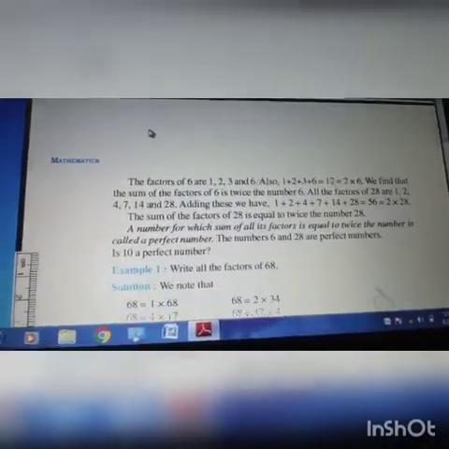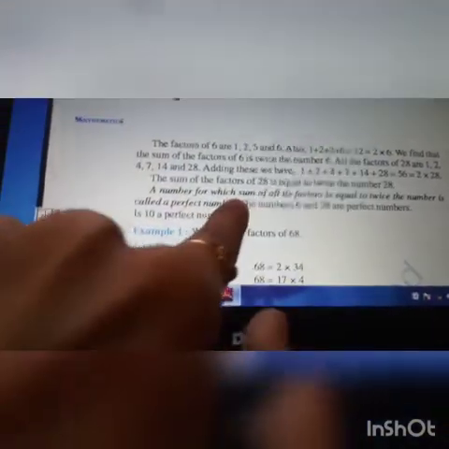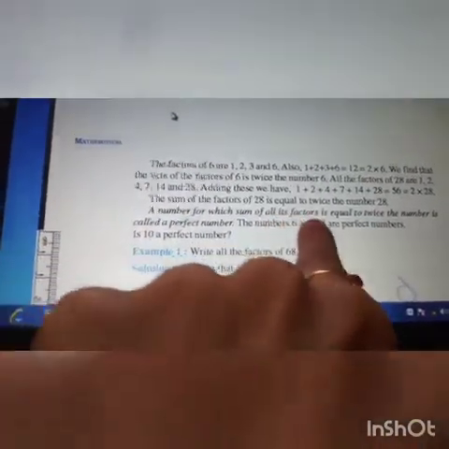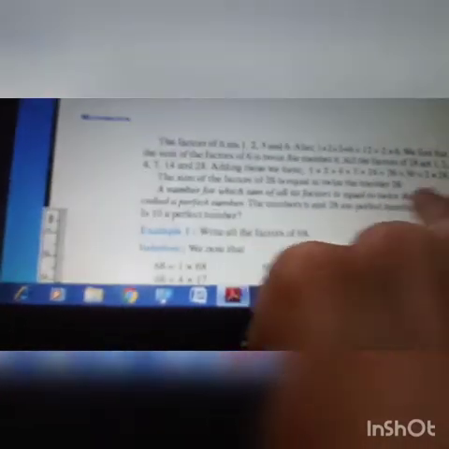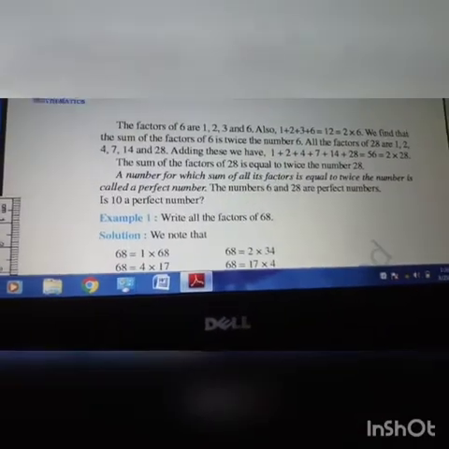Next page, they have given the definition of a perfect number. A number for which the sum of all its factors is equal to twice the number is called a perfect number. Okay, we have learned now 6 is a perfect number. Like that we should work out some problems for perfect numbers.